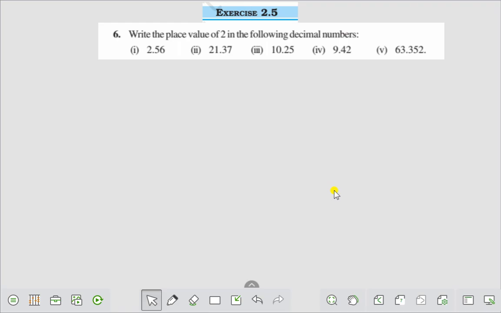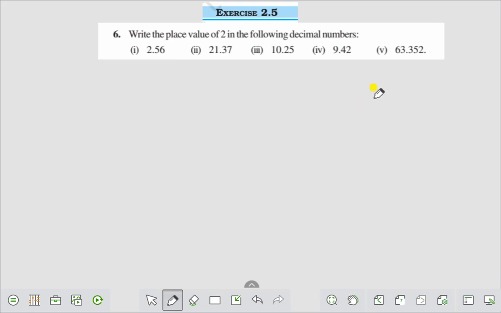Hello friends, today we shall discuss exercise 2.5 question number 6. Write the place value of 2 in the following decimal numbers. Let us take one decimal number to explain this one.